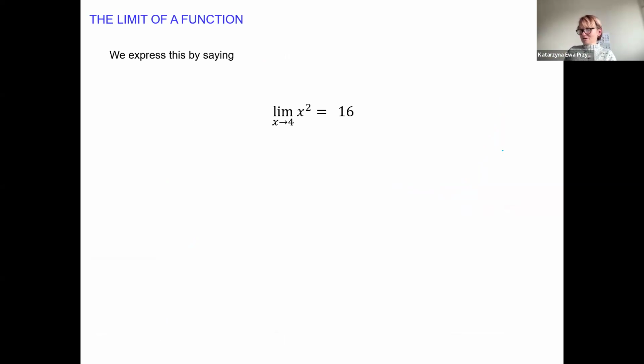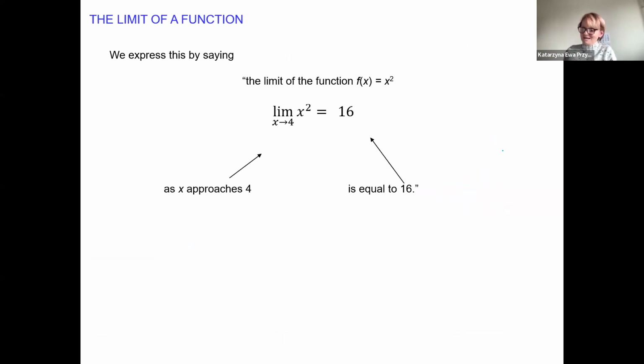Okay, and then one more time, how we read this, just for the students seeing this for the first time. Most of the students are seeing this for the first time. The limit of the function f of x equals x squared is equal to 16 as x approaches 4. That's how we read it. Okay, we're good with this. And we remember, we still will say equals to.